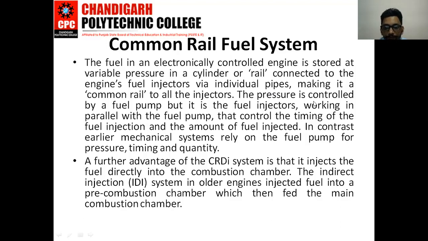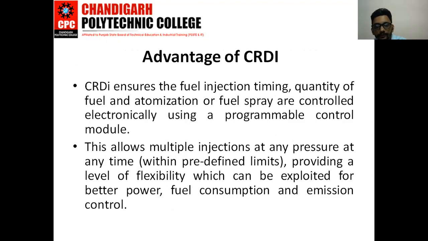The fuel pressure is controlled by a fuel pump, but it is the fuel injector working in parallel with the fuel pump that controls the timing of the fuel injection and the amount of fuel injected. A further advantage of the CRDI system is that it injects the fuel directly into the combustion chamber. The indirect injection system in older engines injected fuel into a pre-combustion chamber, which then fed the main combustion chamber.